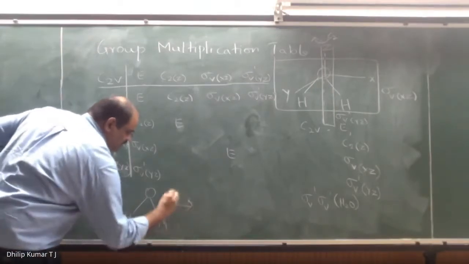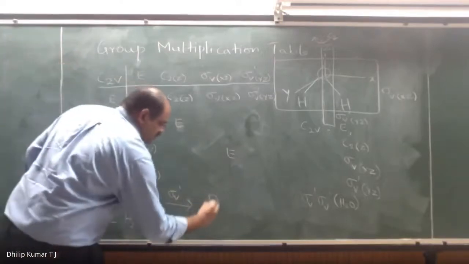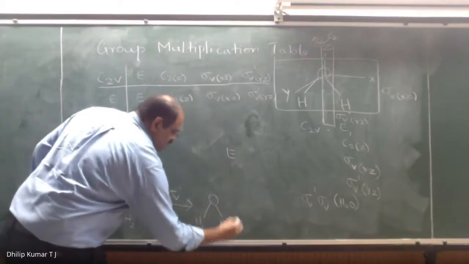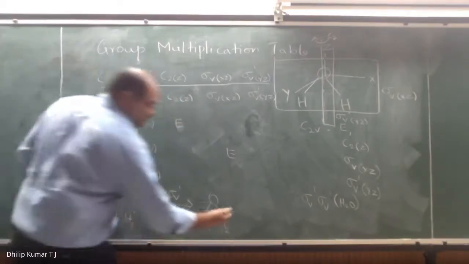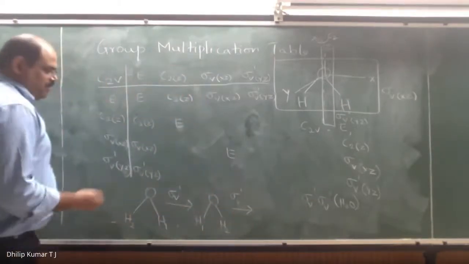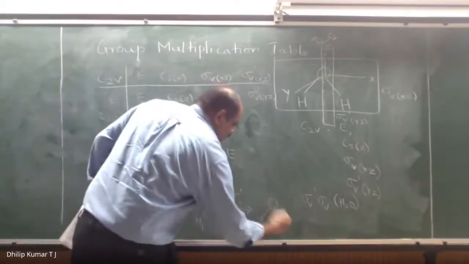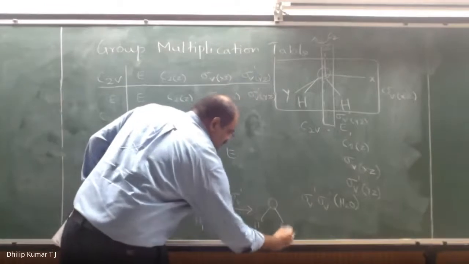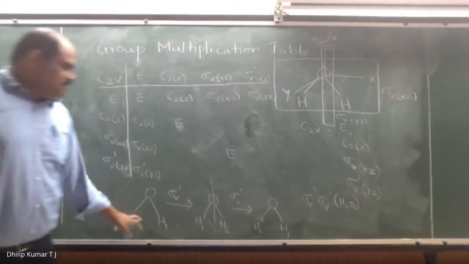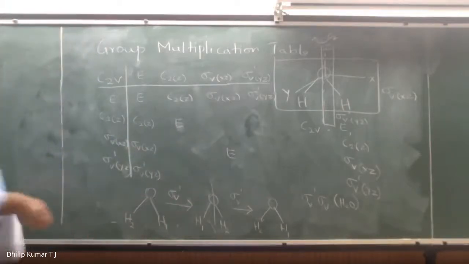So if you perform sigma V prime, what happens? You're cutting the molecule, so H1 comes here, and H2 comes here. So the 2 hydrogens are interchanged. If you perform another sigma V prime, you place a mirror on top of this position. So what happens again? They will be interchanged. So this is H2, this is H1. So you came back to the starting structure. So basically, sigma V prime times sigma V prime is again E.